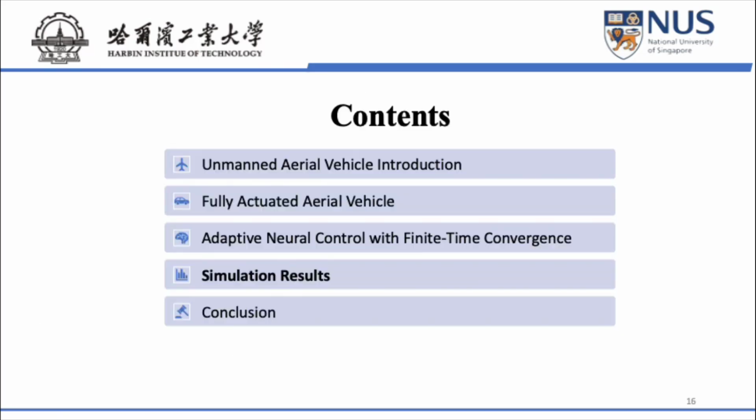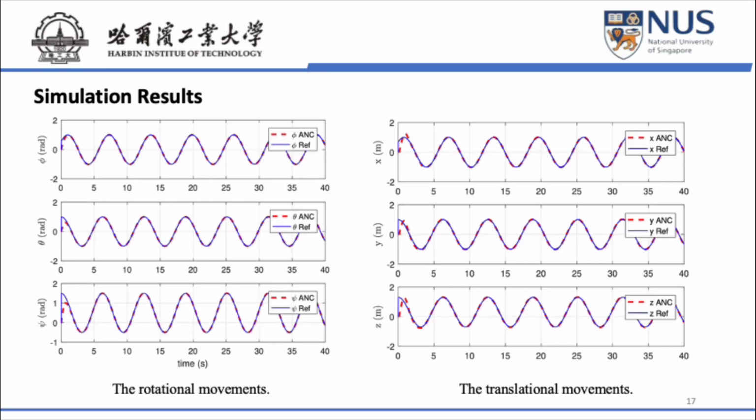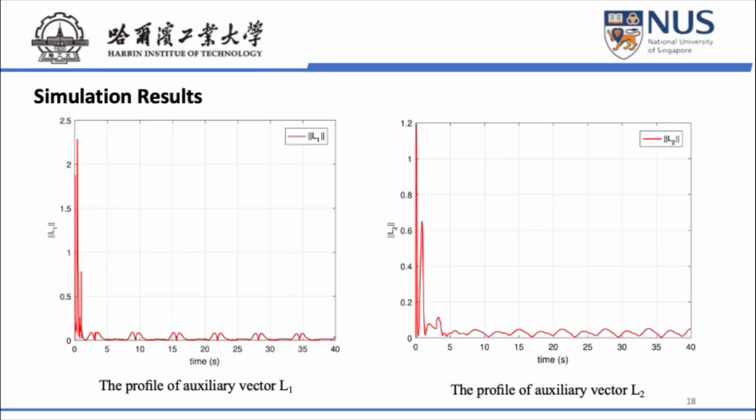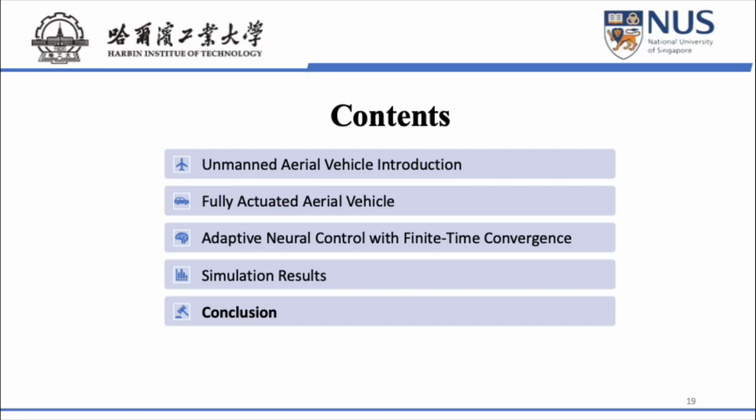Let us share some simulation results of the adaptive neural control. From the following two pictures, we see the rotational movements and the translational movements can converge to their desired trajectories in finite time. Then, the auxiliary vectors L1 and L2 will converge to around zero in finite time, which means the estimated weights of the neural networks can converge to their optimal values in finite time. Finally, we will give the conclusions of this paper.